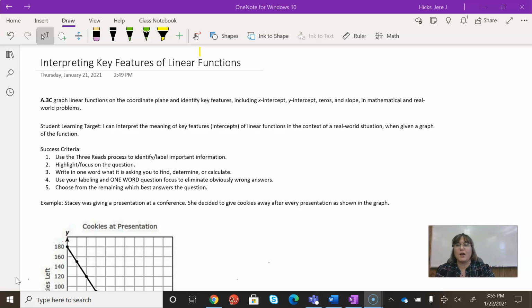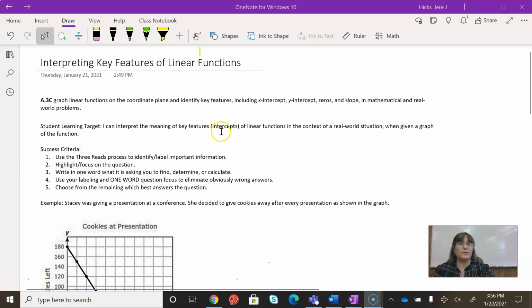of the function. Our student success criteria is to be able to use the 3 reads process to identify and label important information, highlight and focus in on the question, and then be able to write in one word or highlight the one word that will tell you what is a problem asking you to find, determine, or calculate. And then we're going to be able to use that labeling and that one word to help us figure out a plan of how to eliminate obviously wrong answers and then be able to choose from the remaining ones which answer best answers the question.